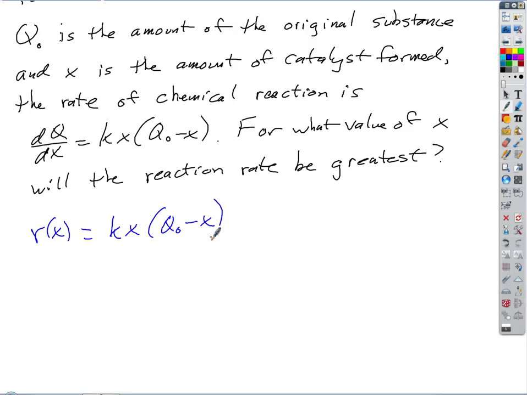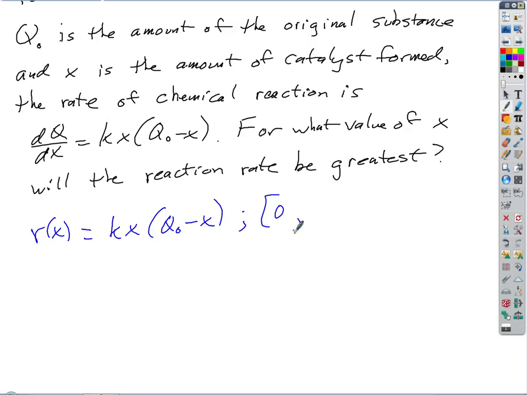What's our domain going to be? What's the smallest that x could be? It could be 0, and if it's 0, the rate proceeds at what rate? Zero. So that's probably not our answer, but it could be 0. What's the most it could be? No, it can't be infinity.